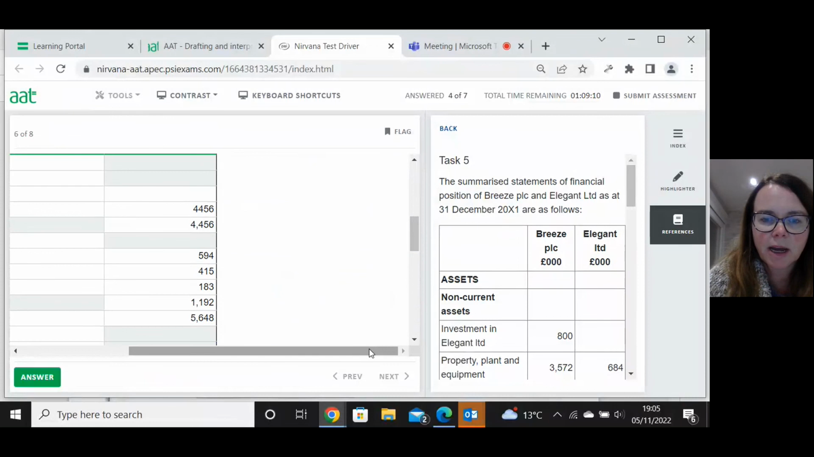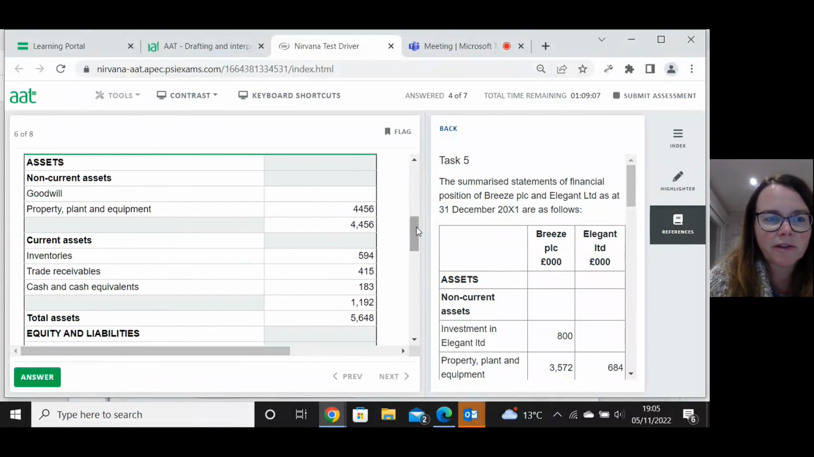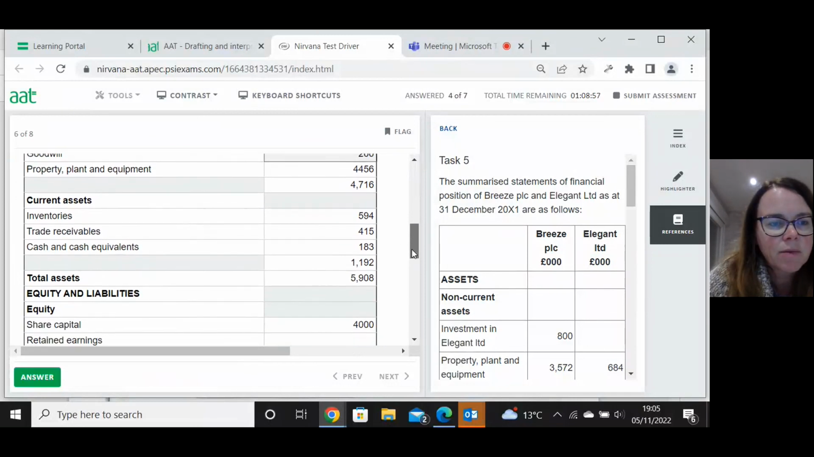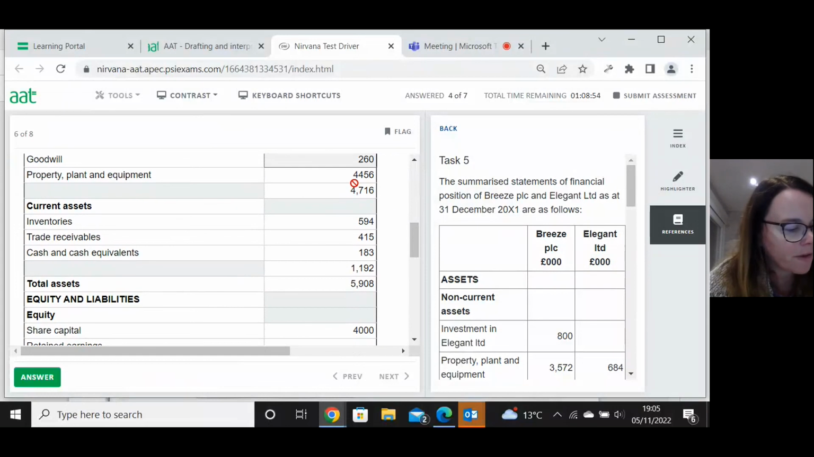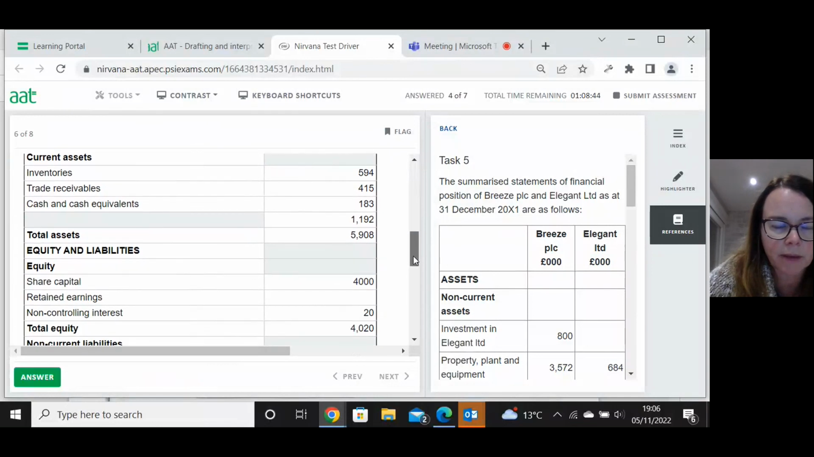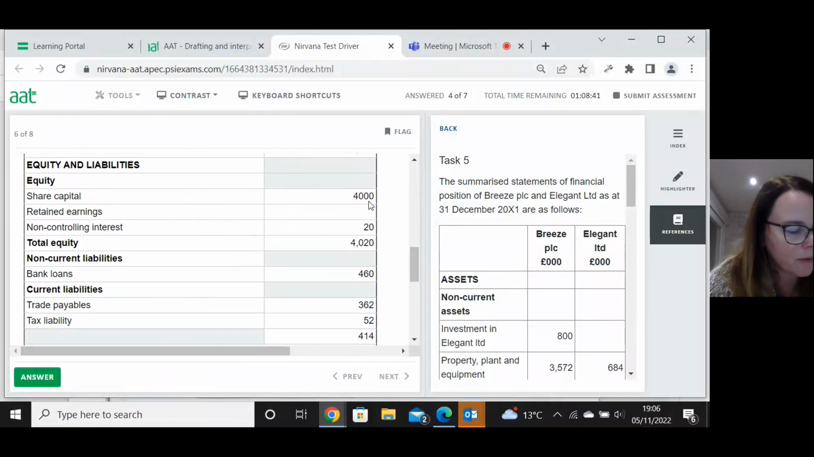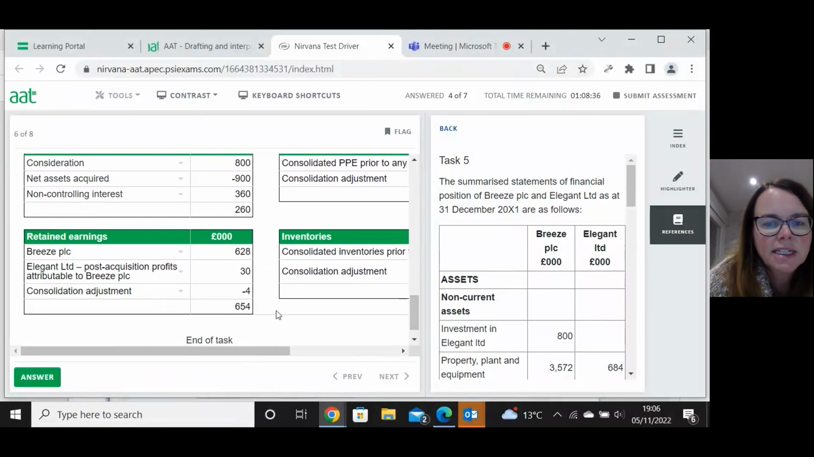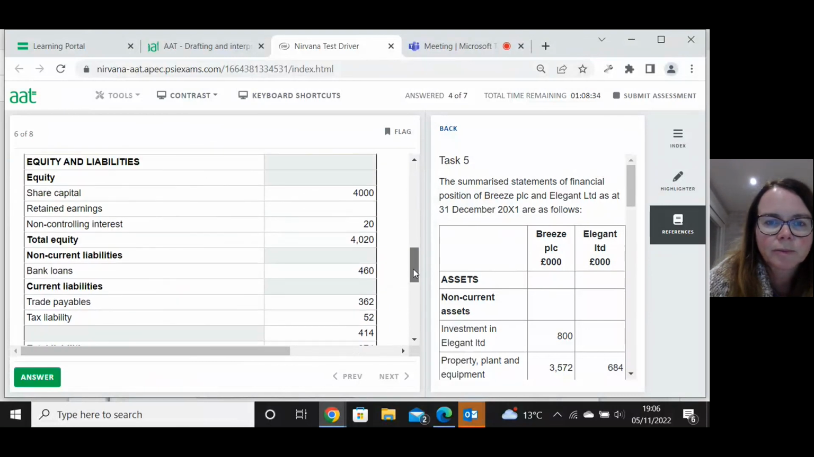So let's go back up to our consolidated statement of financial position and let's fill it in. So goodwill, we've got 260 that comes from that working. We've got the PPE figure 4456. We had already adjusted. It now agrees to the working. Inventories, we had already adjusted, which now also agrees to the working. Share capital, we've got the 4,000. Retained earnings we need to fill in, which is 654 from this working.